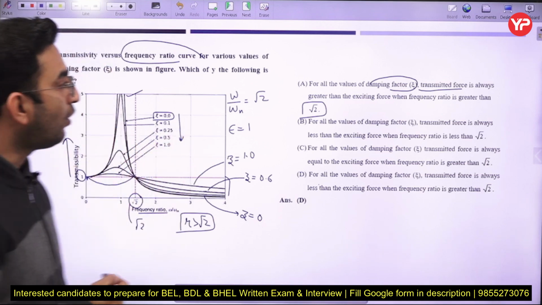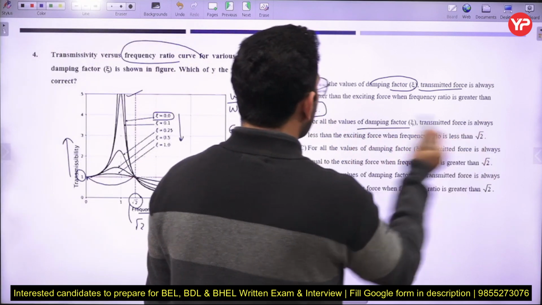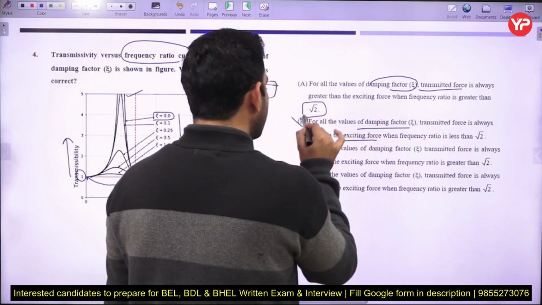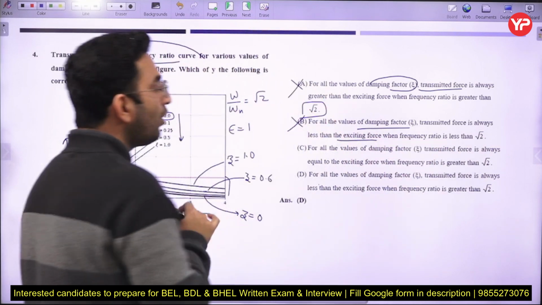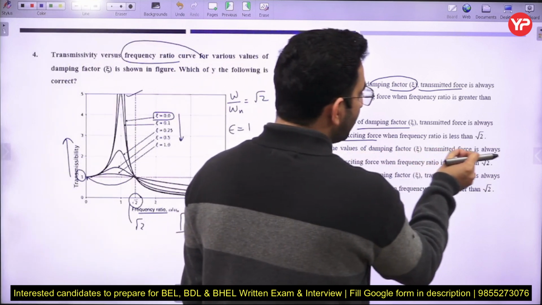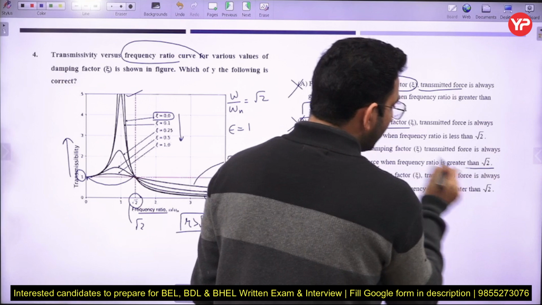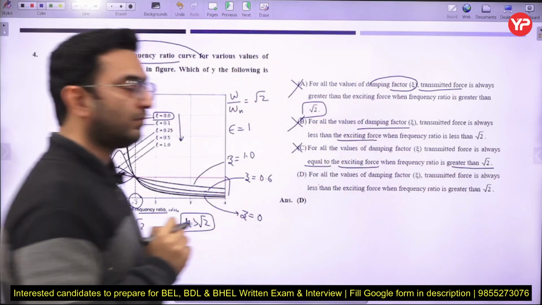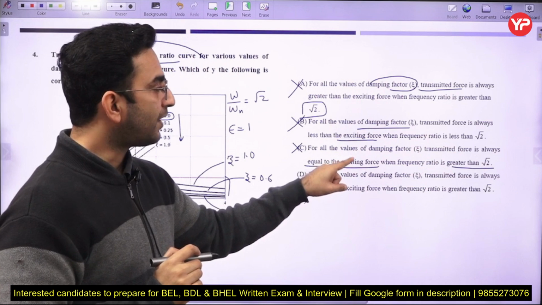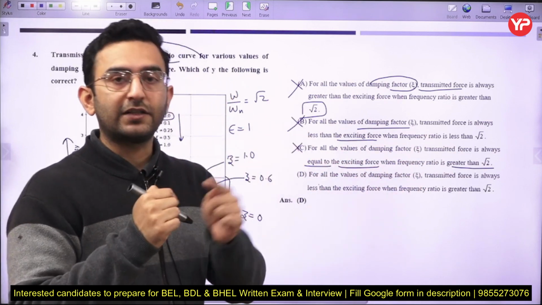So, for all values of the damping factor zeta, the transmitted force is always less than the exciting force when the frequency ratio is less than √2. That is incorrect, so option A is incorrect. For all values of zeta, the transmitted force is always equal to the exciting force when the frequency ratio is greater than √2. That is also incorrect, because the transmitted force is equal to the exciting force when the frequency ratio is equal to √2, not greater than √2.